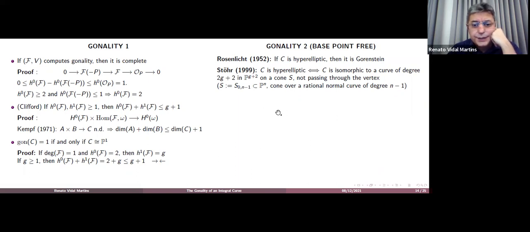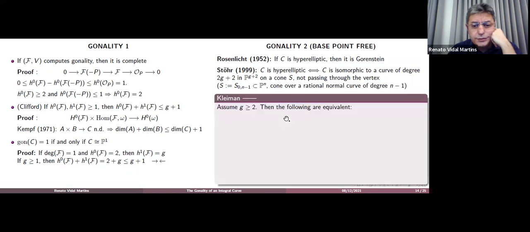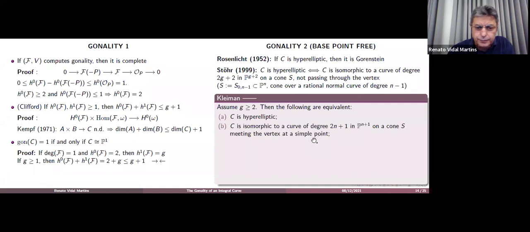And then I'm going to state a result, which is our result for gonality 2, base point 3. Assume g is greater or equal to 2, then the following are equivalent. A: C is hyperelliptic. B: C is isomorphic to a curve of degree 2n plus 1 in P^(n+1) on a cone S meeting the vertex at a simple point. And so A and B is sort of a version of the prior result, but then go a bit farther.